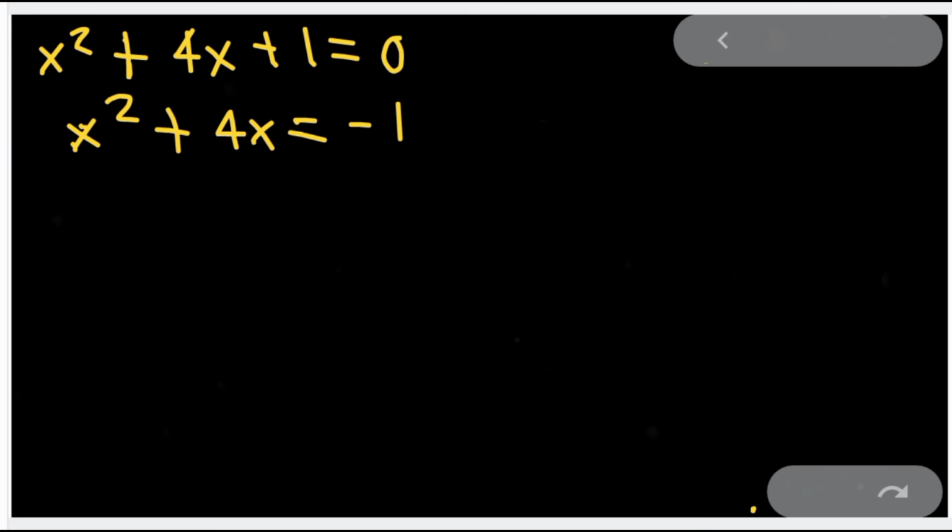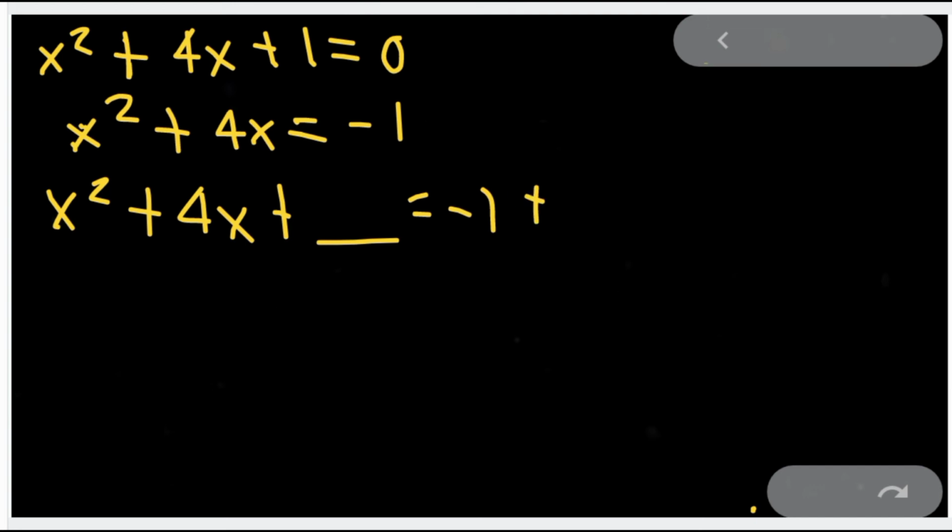The next thing we need to do is to make this left side a perfect square trinomial. So how are we going to get the perfect square trinomial? First, let's have this. We have x squared plus 4x plus the one that we are looking for, equals negative 1 plus the one we are looking for.